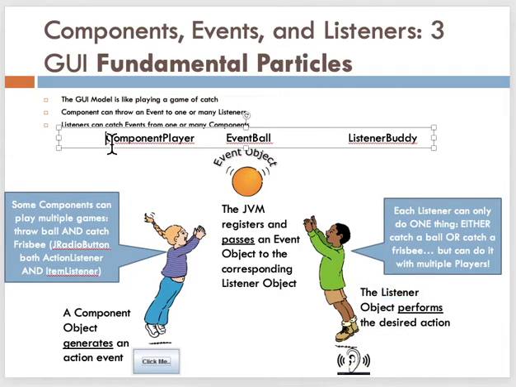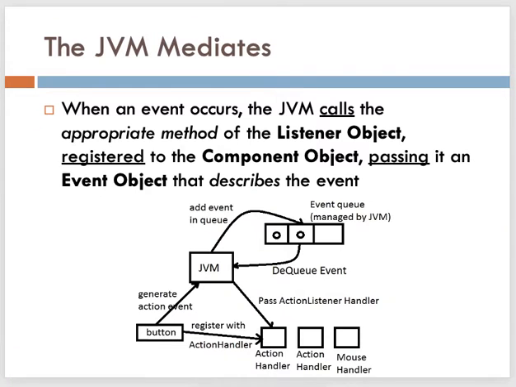And here are our three fundamental particles: the components, the events, and the listeners. And the components generate the events, which go to the listeners, and the listeners respond to the events that they're registered to receive by performing some action. And all of this is mediated by the Java Virtual Machine. So when an event occurs, the JVM calls the appropriate method of the listener object that's already registered to the component object and passes it an event object that describes the event.